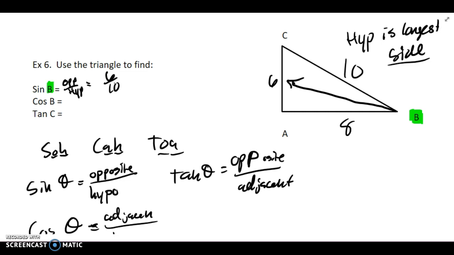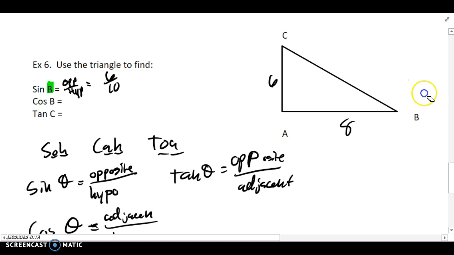So we're going to do the same thing with cosine. So I need to erase all this. Okay, erase my highlight. Okay, we got the cosine of B. Here's B. And then the cosine is the adjacent over the hypotenuse. So the adjacent side is the one right next to it, and the hypotenuse is the longest side. So adjacent would be 8 over 10.